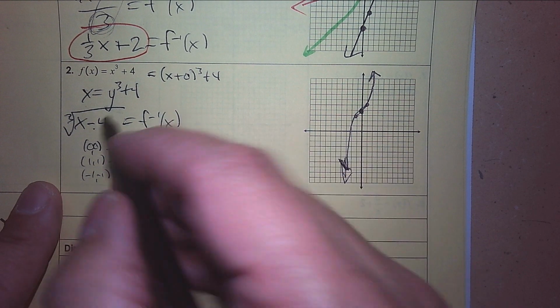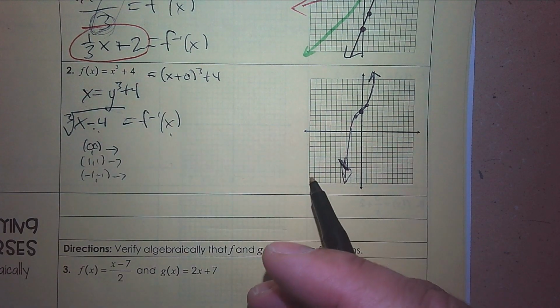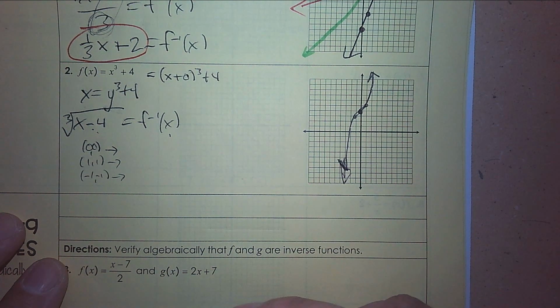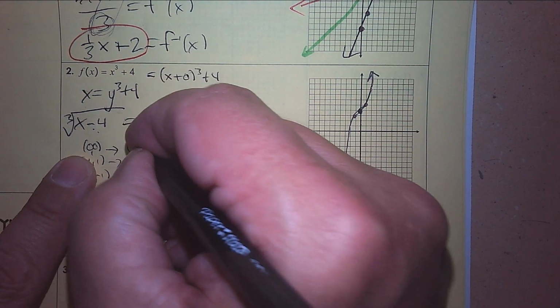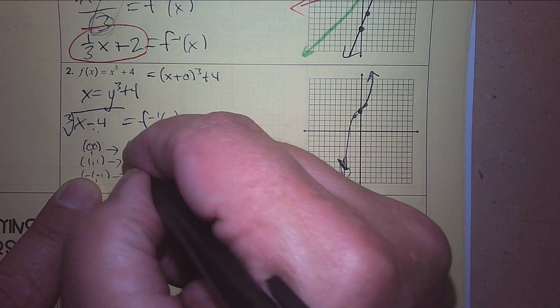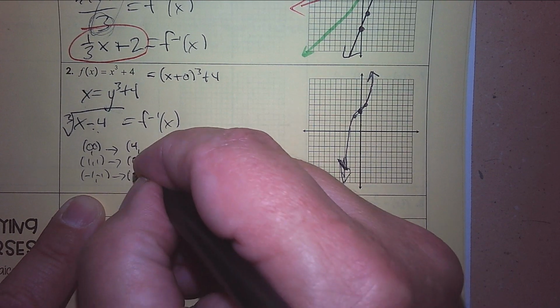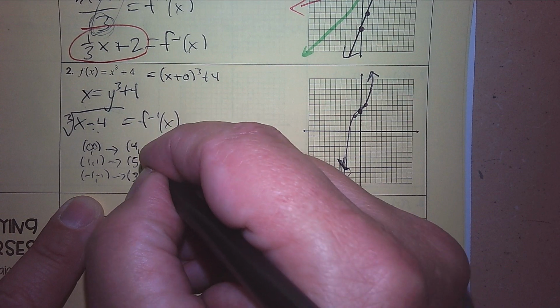And inside, we're going to do the inverse of what it says. Instead of subtracting 4, we're going to add 4. So 0 plus 4, 1 plus 4, and -1 plus 4. And the y values stay the same. So I'm going to find 4, 0.